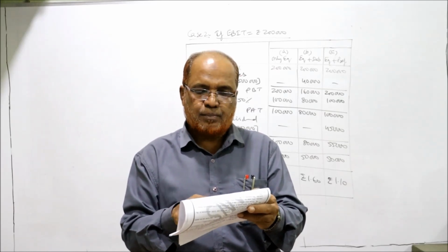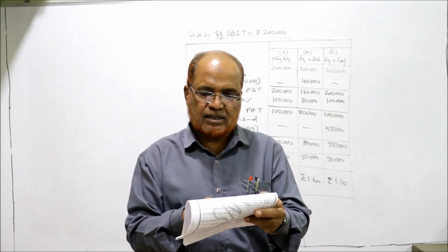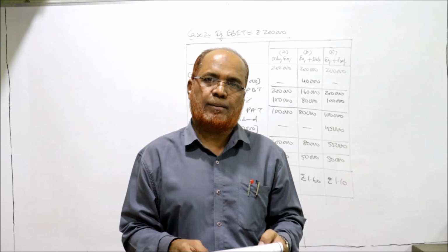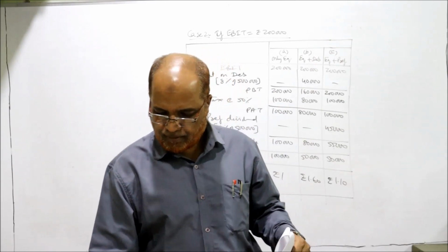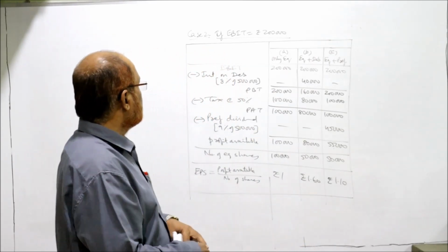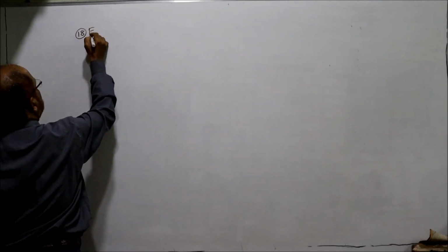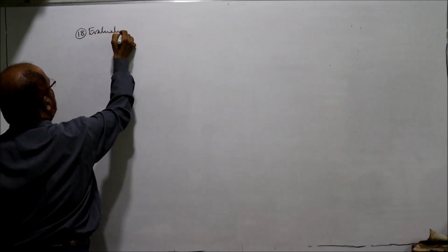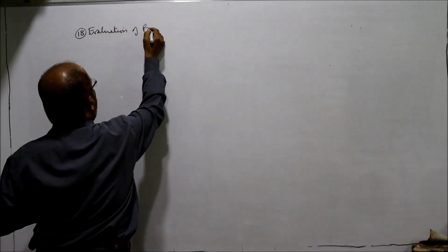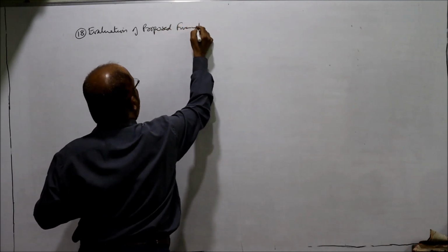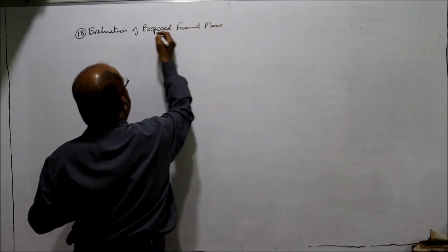The preference share has a par value of 100 and the applicable tax rate is 30%. You are required to advise which of the alternatives is better. Right? This is the last problem. So 18th one. Evaluation of proposed financial plans.